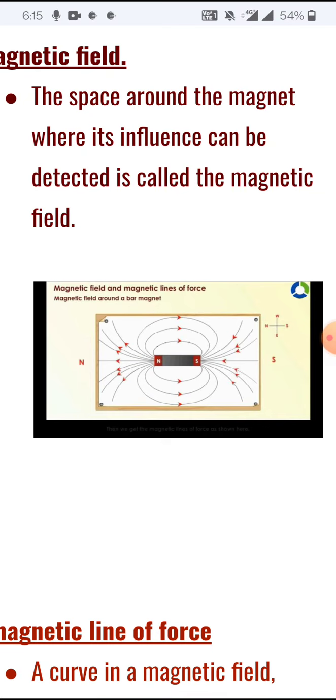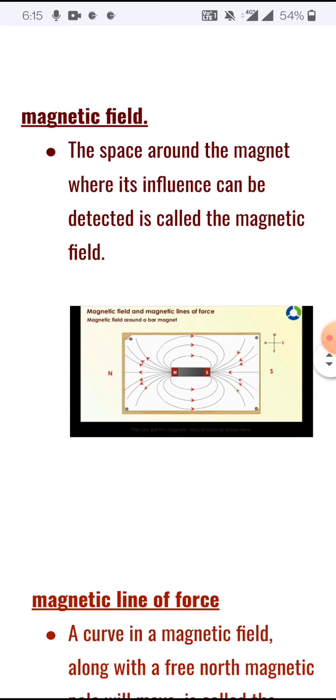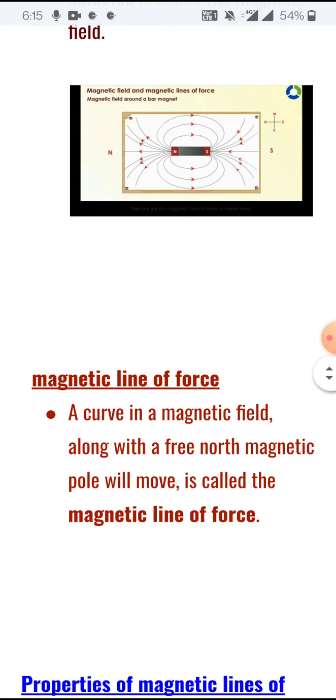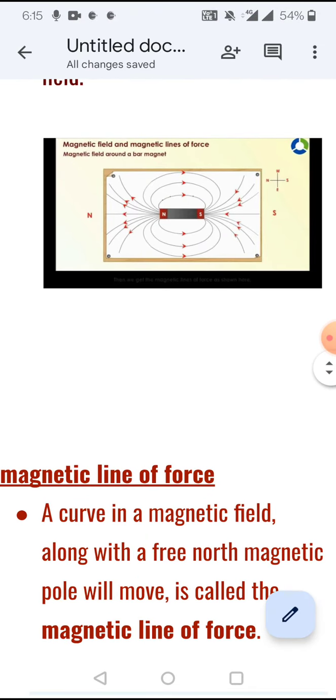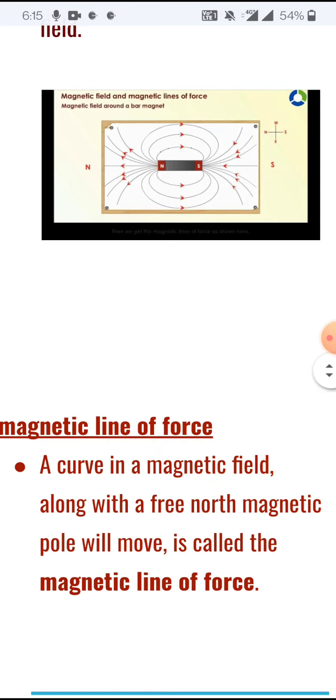That within the box there will be a magnetic field. Next, magnetic lines of force. If we see the picture, we are able to see some of the lines drawn around the magnet. These lines are called magnetic lines of force. That means if we see a definition, a curve in a magnetic field along which a free north magnetic pole will move is called a magnetic line of force.